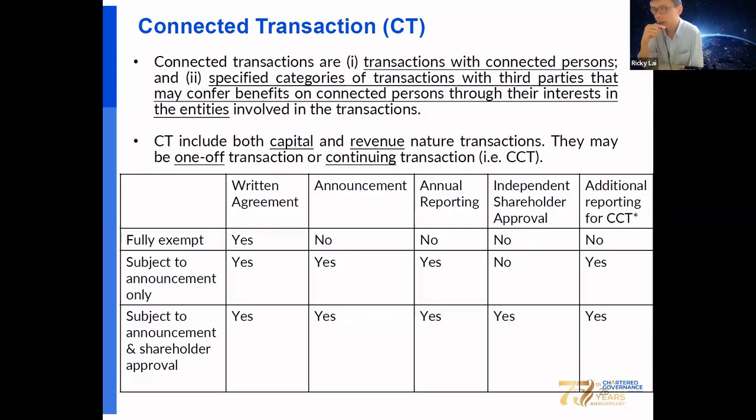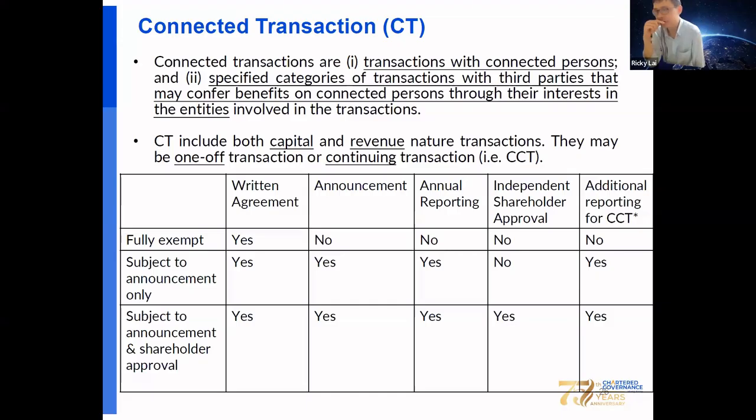Not only connected persons, CT also includes specified categories of transactions with a third party that may confer benefit to the connected person through their interest in the entity. And CT includes both capital and revenue nature transactions. CT may be a one-off transaction or a continuing transaction, that is CCT.